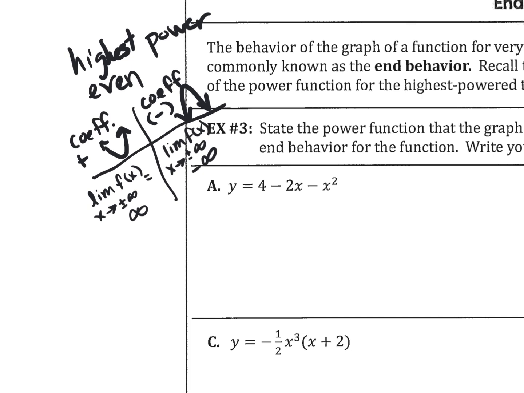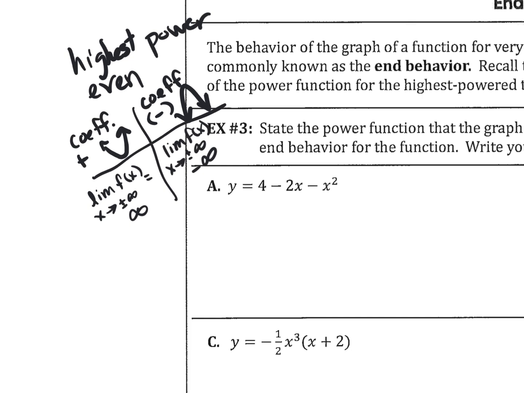So let's take a look at this guy right here. Does everybody agree that this is the highest power? Second power? So it's even, isn't it? So if it's even, it's either doing this or it's doing this. Now, look at the coefficient sign in front of it. This sign is what? So is it doing this or is it doing this? It's doing this, isn't it? So what's the end behavior going to be on both ends? Negative infinity. See, you can kind of sketch it and see. End behavior is negative infinity, isn't it?